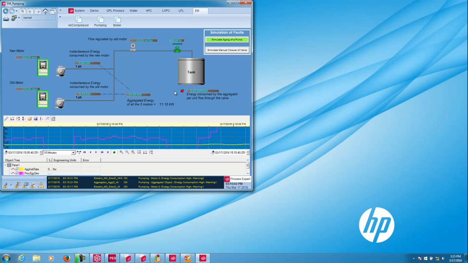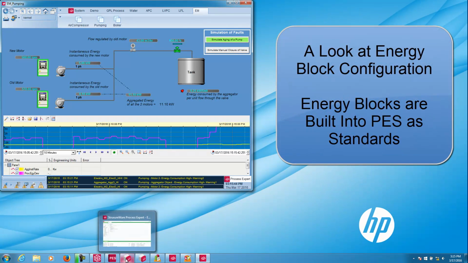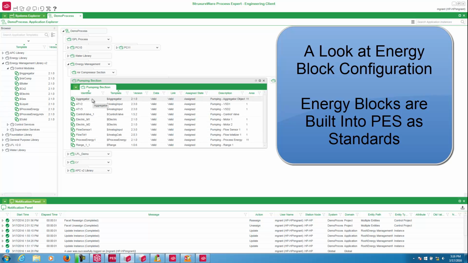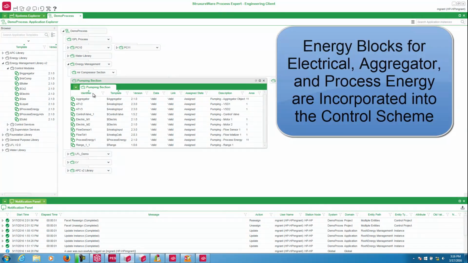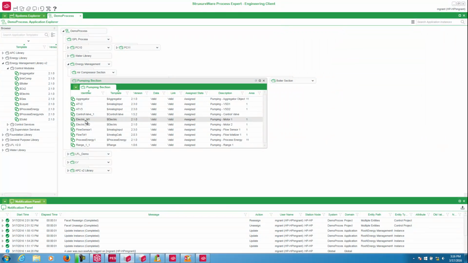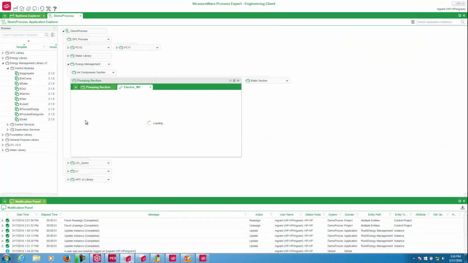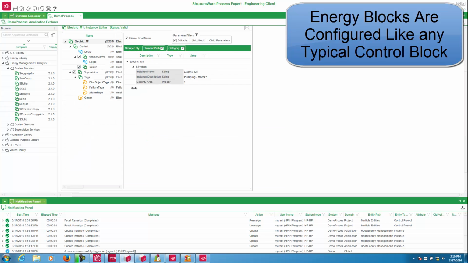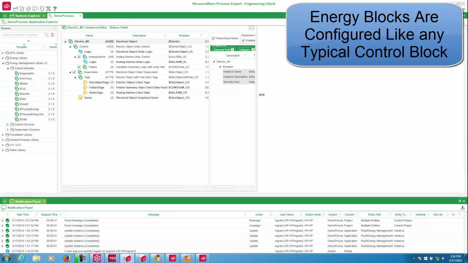Now let's go ahead and take a look at what's going on in these energy blocks. This is the engineering environment right here. We see a number of control blocks and inputs that are used to create and manage this pumping application. So first of all, we see the electrical block that we just mentioned. Okay, this is the electrical block, and what we see here are some basic things.